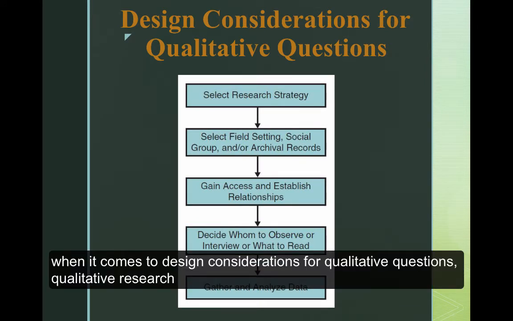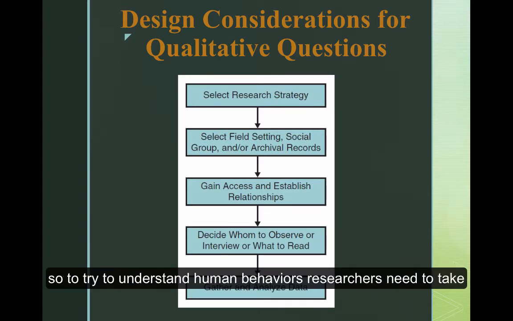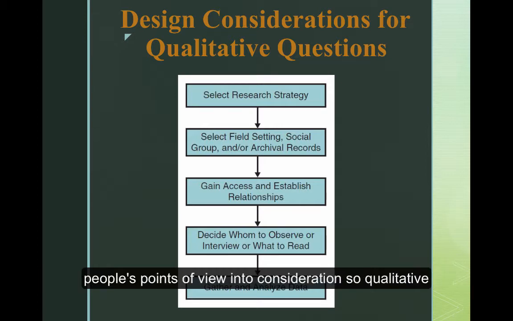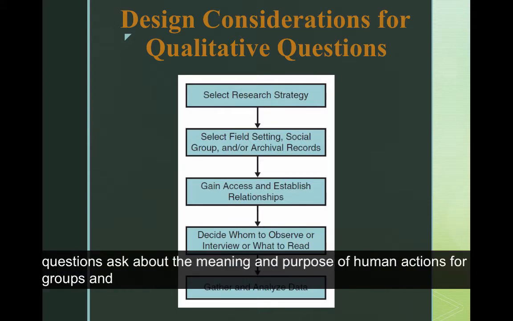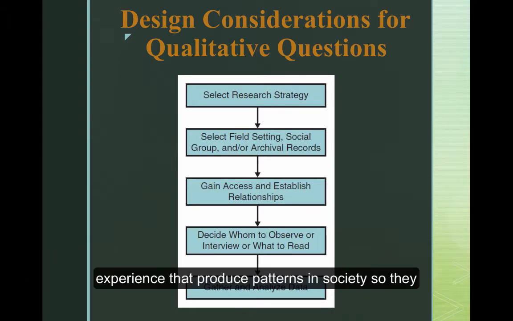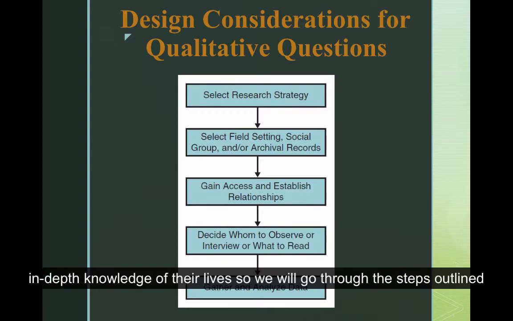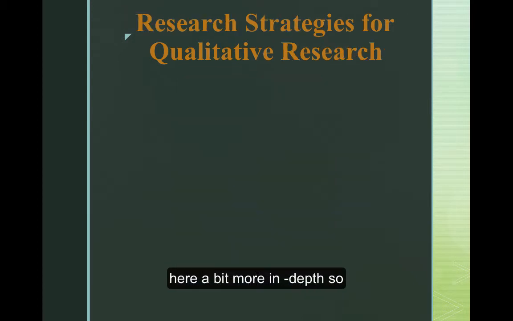So when it comes to design considerations for qualitative questions, qualitative research often takes a very different approach than quantitative research. To try and understand human behaviors, researchers need to take people's points of view into consideration. Qualitative questions ask about the meaning and purpose of human actions for groups and individuals. They also want to understand the processes and interactions that people experience that produce patterns in society. So they seek to produce theory and understand the people by getting in-depth knowledge of their lives. We will go through the steps outlined here a bit more in depth.